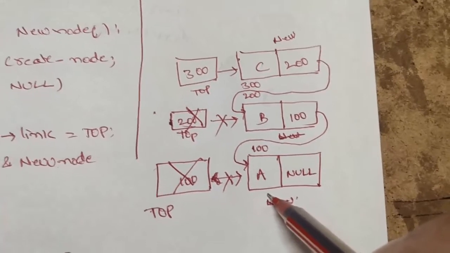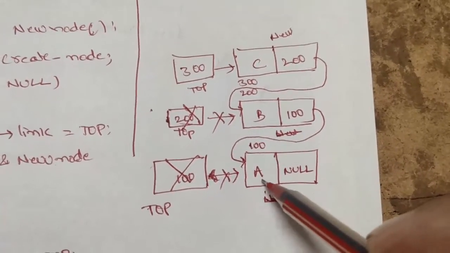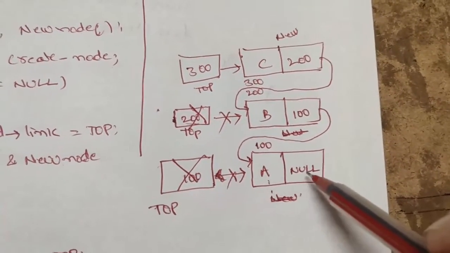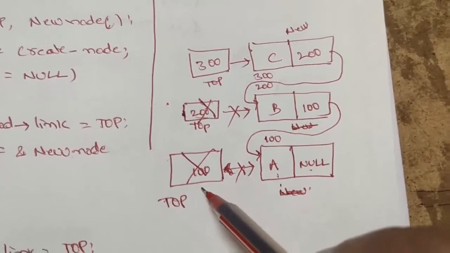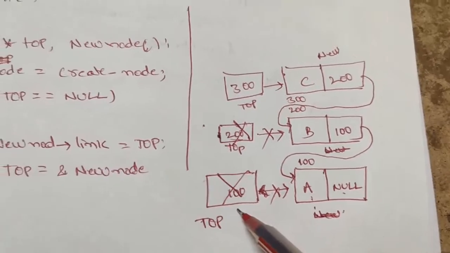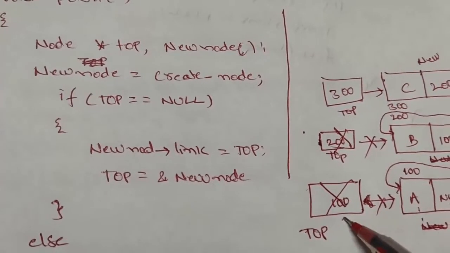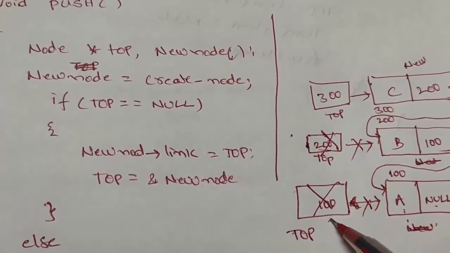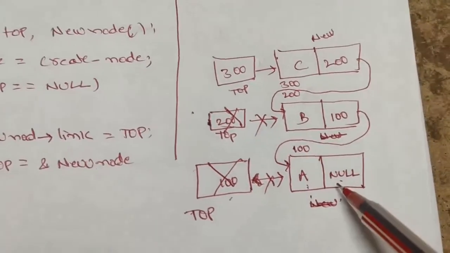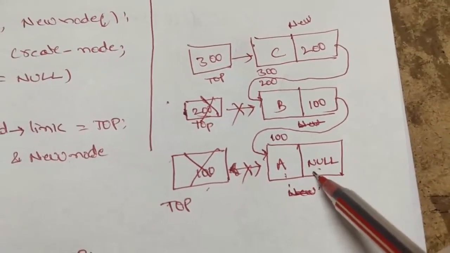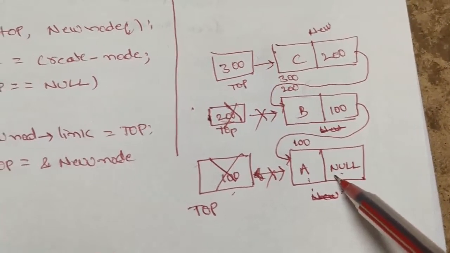In the create node function, I enter the value A and the new node link part equal to null, and initially the top value is also null. Suppose the top value initially is null, new node link equal to top. That means the top value, the null value, is transferred to the new node's link part. Right? That is nothing to be a problem.